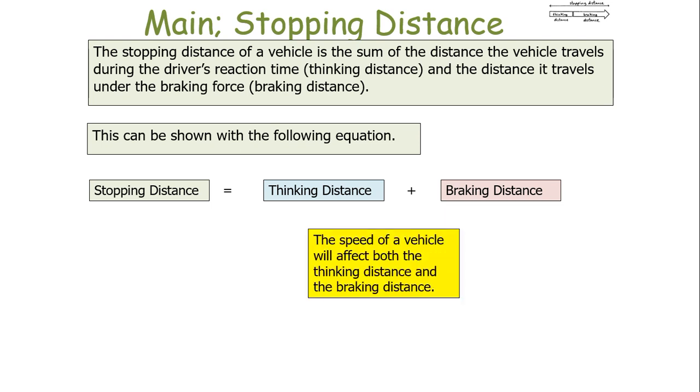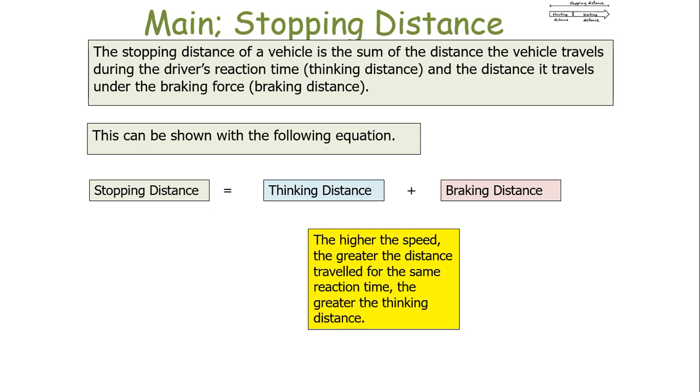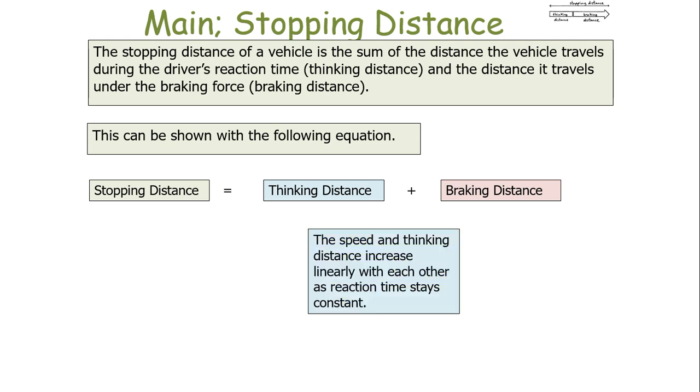Now, this is very important because the speed of the vehicle will affect both the thinking distance and the braking distance. And the higher the speed, the higher the thinking distance and the higher the braking distance. The higher the speed, the greater the distance traveled for the same reaction time, so it gives you a bigger thinking distance. Speed and thinking distance increase linearly with each other as reaction times tend to stay fairly constant for a human being. So if you are just traveling faster, your thinking distance will increase at the same rate.